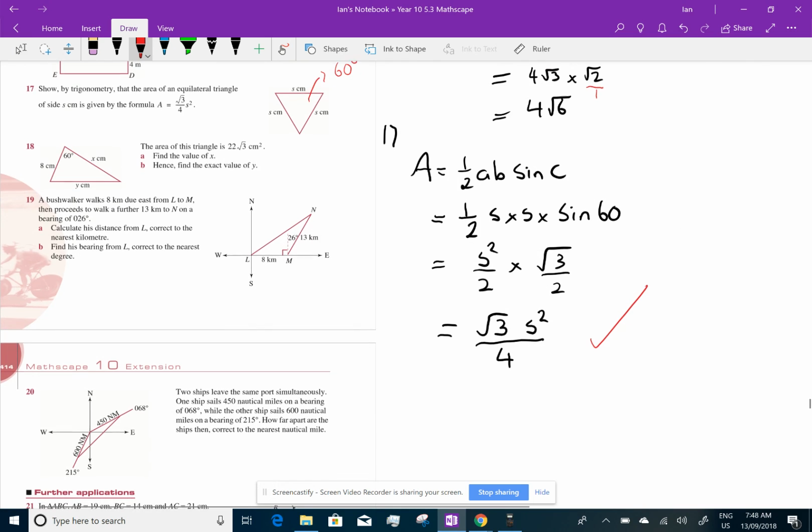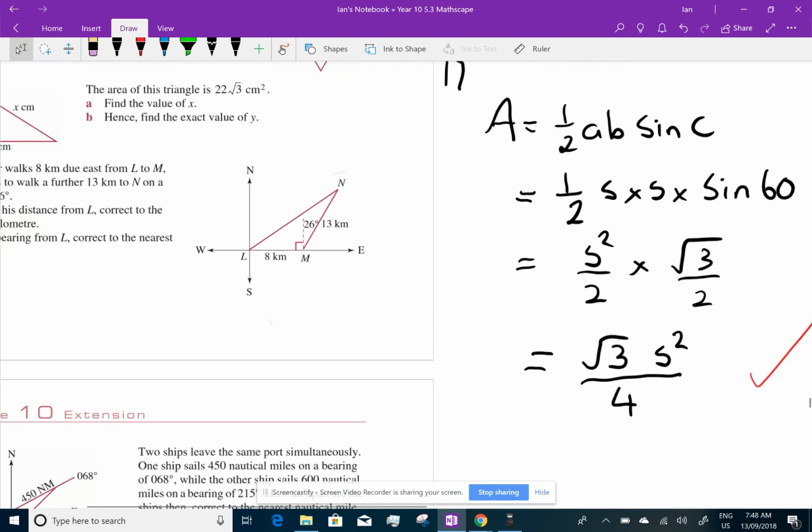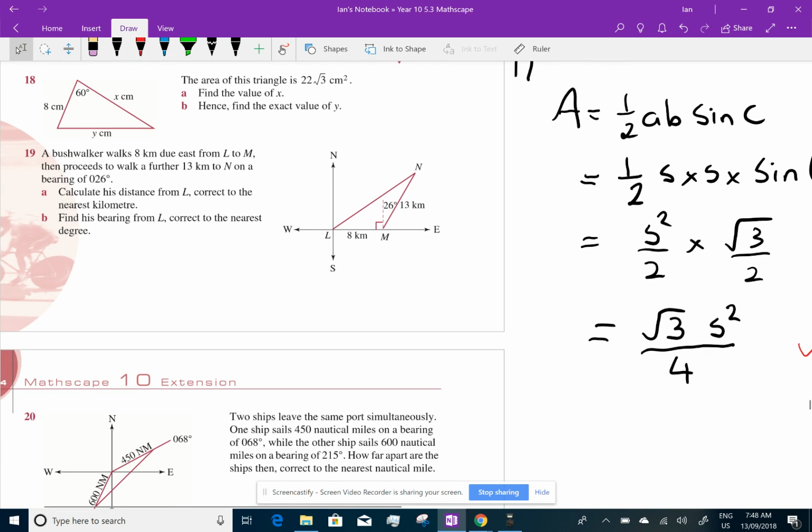Let's move along here. 19. Okay, this is a bearings question. A bushwalker walks 8 kilometres due east, and they've got the diagram here for me, so that's okay, from L to M, and then walks 13 kilometres on a bearing of 26, and they've indicated it in there, and they've put the 90 degrees in for me, which is fantastic. So I know that middle angle is 90 plus 26, so I might just work that out.